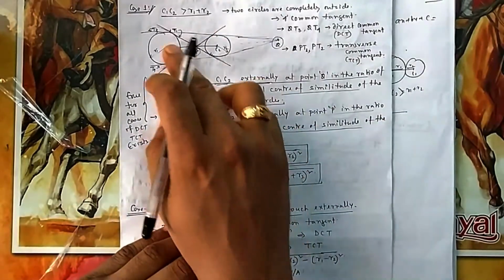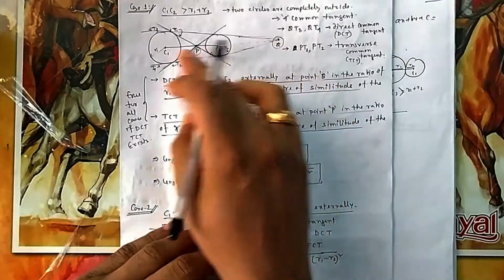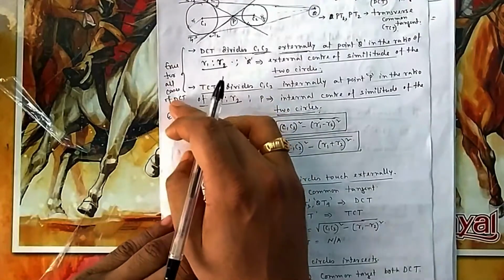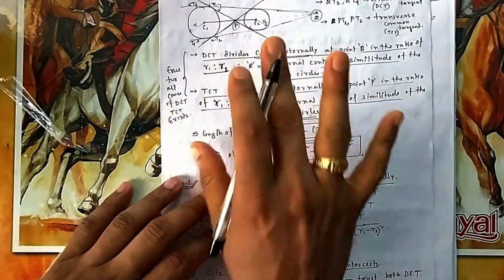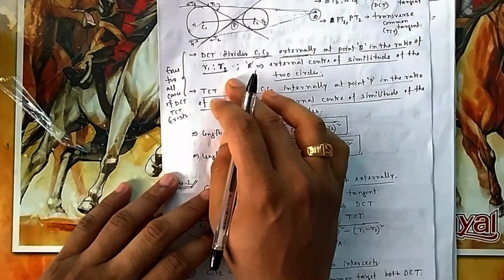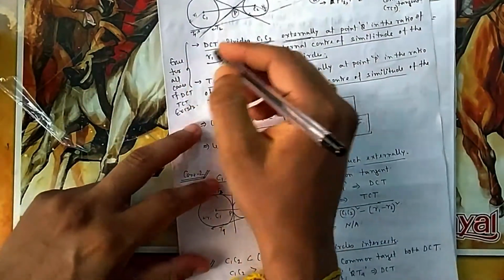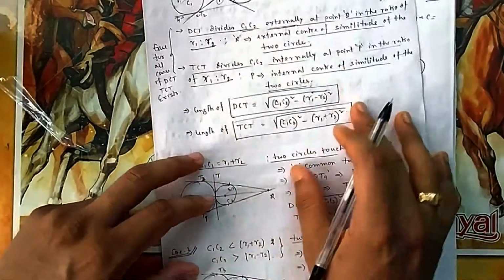So TCT divides C1, C2 internally in R1 to R2. DCT divides C1, C2 externally in a ratio R1 to R2. So these 2 statements are true for all the coming cases. If DCT, TCT is available, then this statement is true. But for intersecting circles, you need 2 DCT, 2 TCT. So in the cases where you have 2 DCTs, 2 TCTs, these 2 are always true.